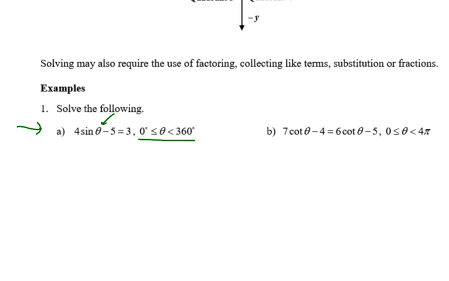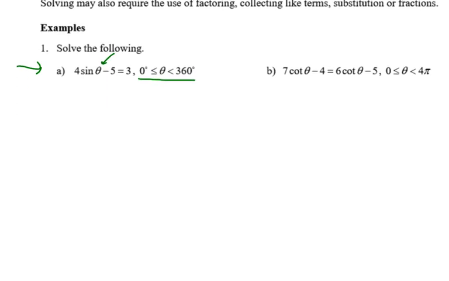All right, so let's do the first one here. It's kind of a bad example, this first one, but I'll show you. So let's just solve this thing algebraically. I'm going to bring 5 over to the right side and make it positive. So we end up with 4 sine theta is equal to 8. I just brought this 5 over to the right and added it, so 8. Divide both sides by 4, and I get sine theta is equal to 2.